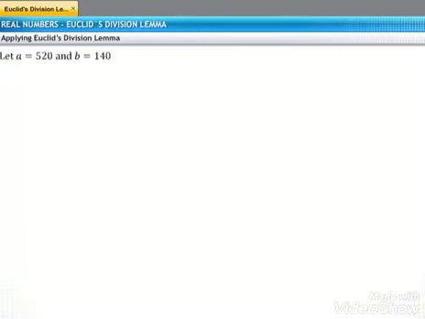Let's apply Euclid's division lemma to the two numbers, taking the larger number equal to a and the smaller number equal to b. Dividing 520 by 140, we see that 140 goes into 520 3 times and leaves a remainder of 100. Now consider the value of b and r in this equation. We see that r is not 0.